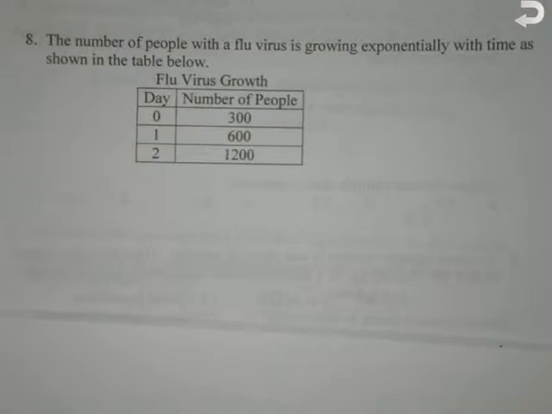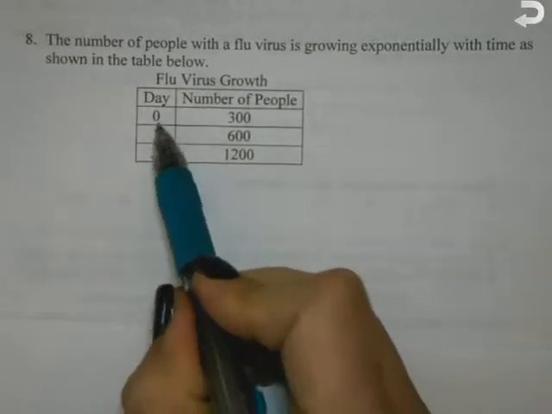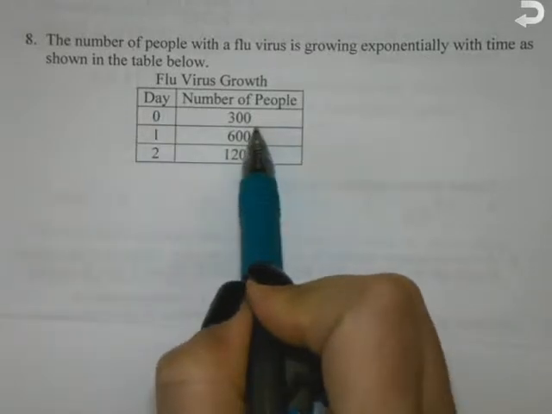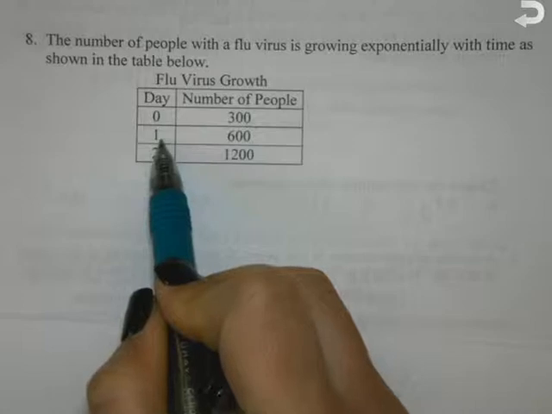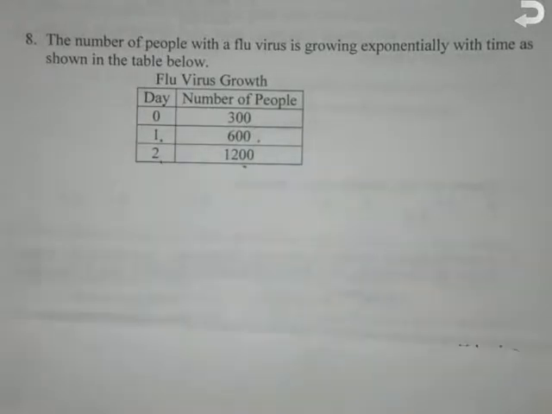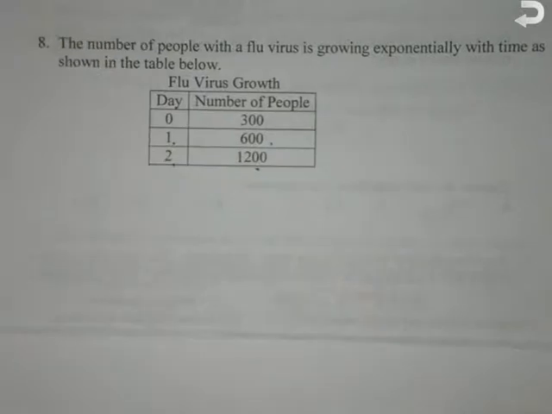Okay, so the number of people with a flu virus is growing exponentially with time as shown in this table. So on day 0, the first day that we start recording, we have 300 people with the virus. The following day, so 1 day has passed, we have 600, and the day after that, we have 1,200 people with the virus. So what we need to look at is we need to determine what the equation is for the exponential growth of this virus. Okay, so did you guys see any similarities between the two graphs from before?